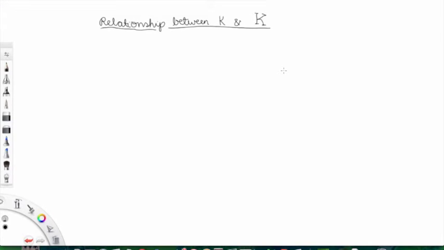So one thing that students often confuse is the difference and the relationship between little k and big K. So this little k represents the rate constants that we've been talking about in this topic, and the big K represents equilibrium constants from a previous topic. So the ratio of rate constants is equal to the equilibrium constant, and we can show this by the following analysis.